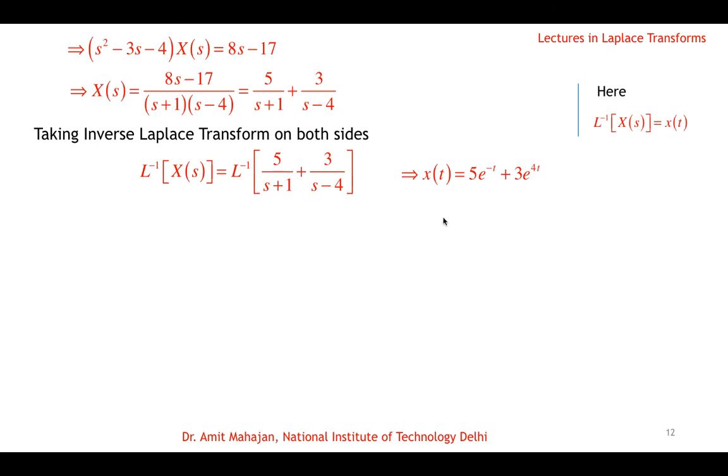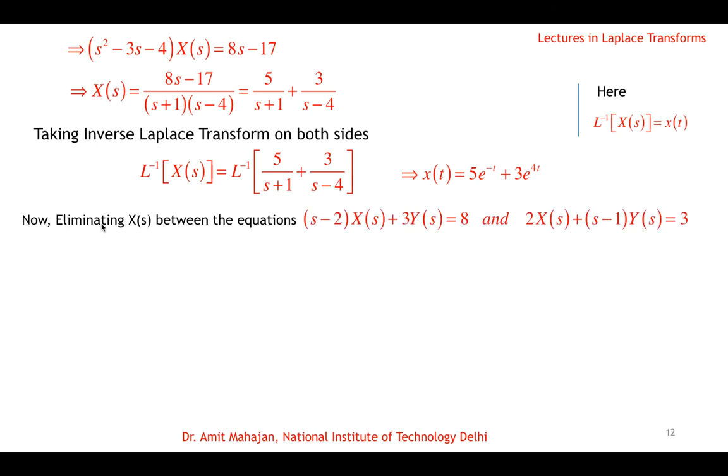Similarly, we have to find the Y(s) function and then take Laplace inverse to find the y(t) function. So again, the previous algebraic equations, which are these two, eliminate X(s) this time. To eliminate X(s), we multiply the first equation by 2 and the second equation by s minus 2, this factor, and subtract, so X(s) will cancel out, and we will have an equation in Y(s).